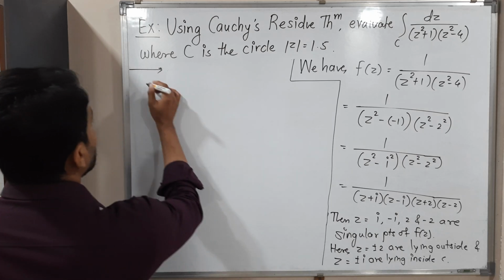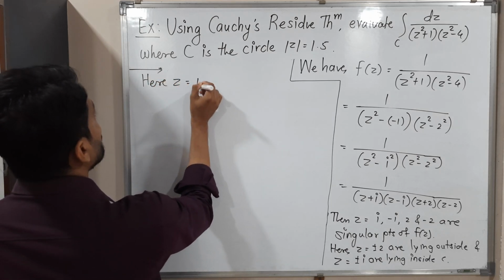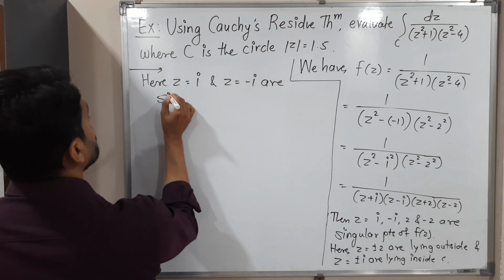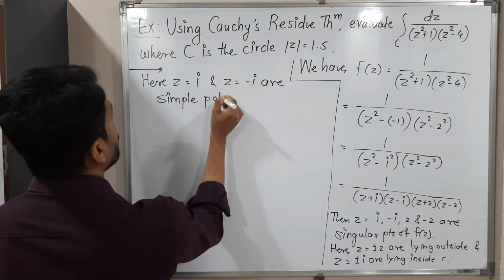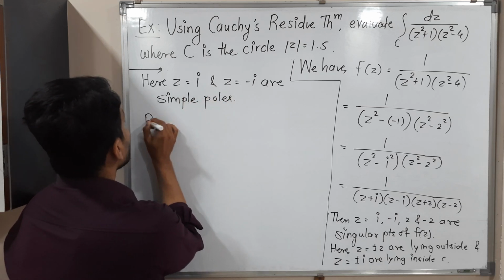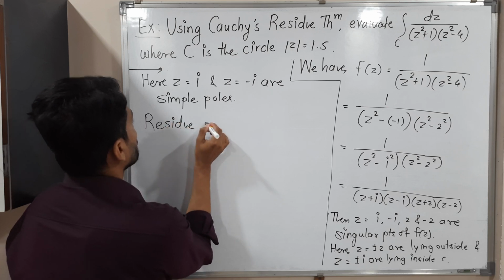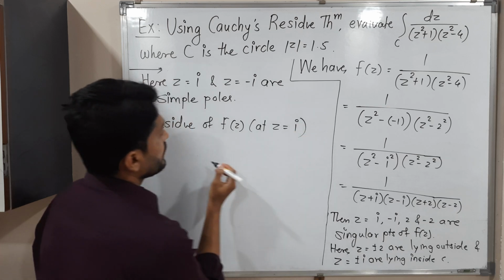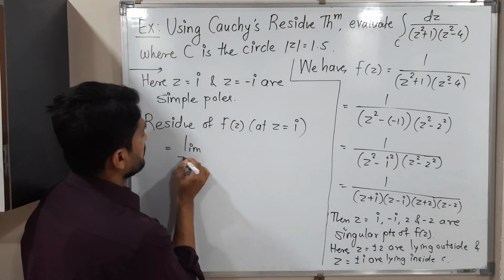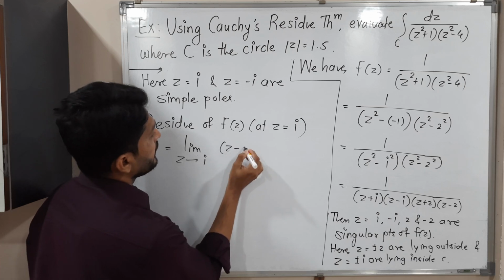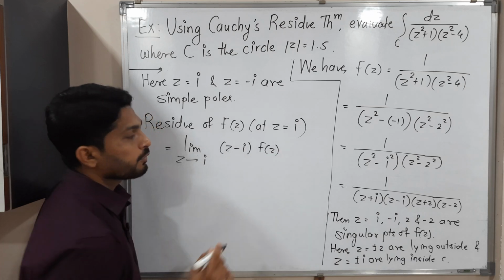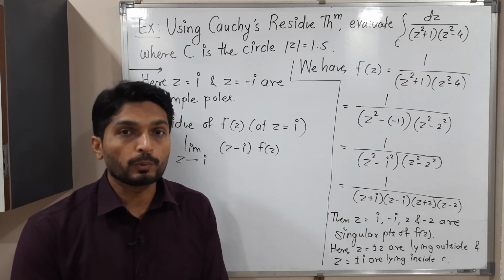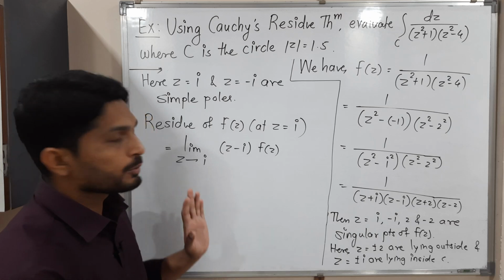So let me clearly mention here, z equal to i and z equal to minus i are simple poles. Let us use the formula. The residue of f of z at z equal to i is the limit as z tends to i of (z minus i) f of z. This is the formula to calculate the residue if the given point, i or z naught, is a simple pole. Fortunately we have a simple pole, so I am using this simple formula.